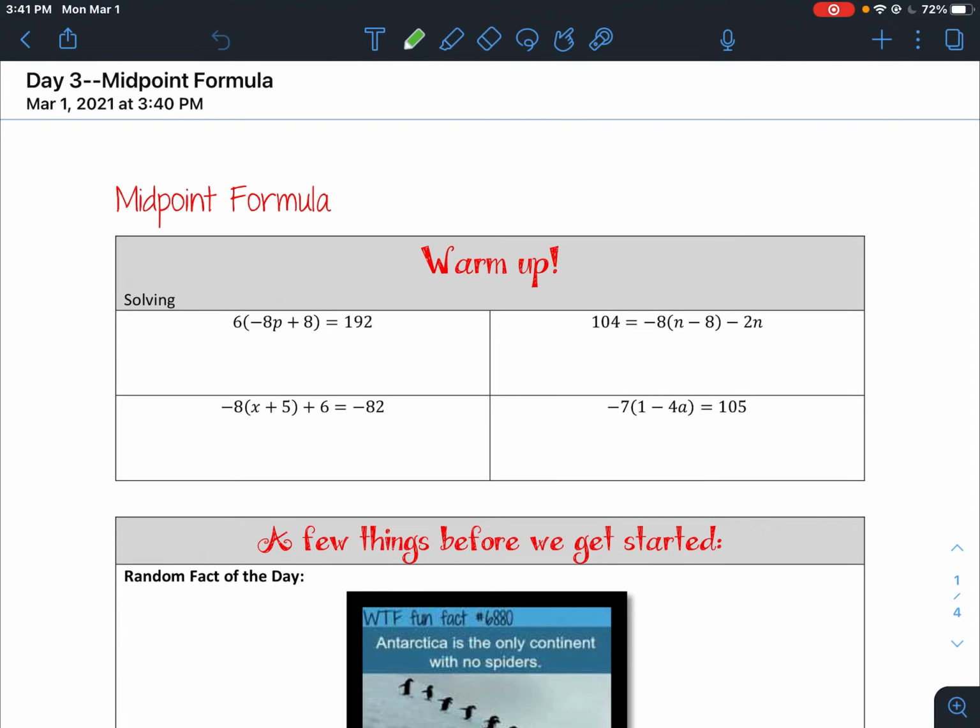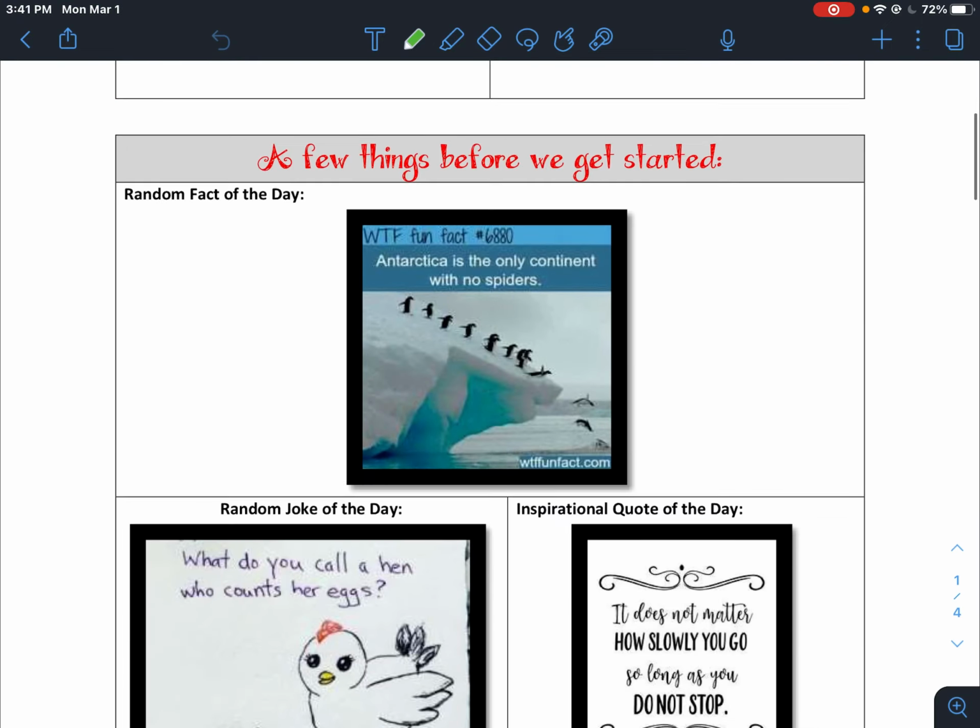Okay, so midpoint formula for today. Up at the top, there is the warm-up that I'd like you to complete. It's just solving for the variable. If you have any questions, let me know.